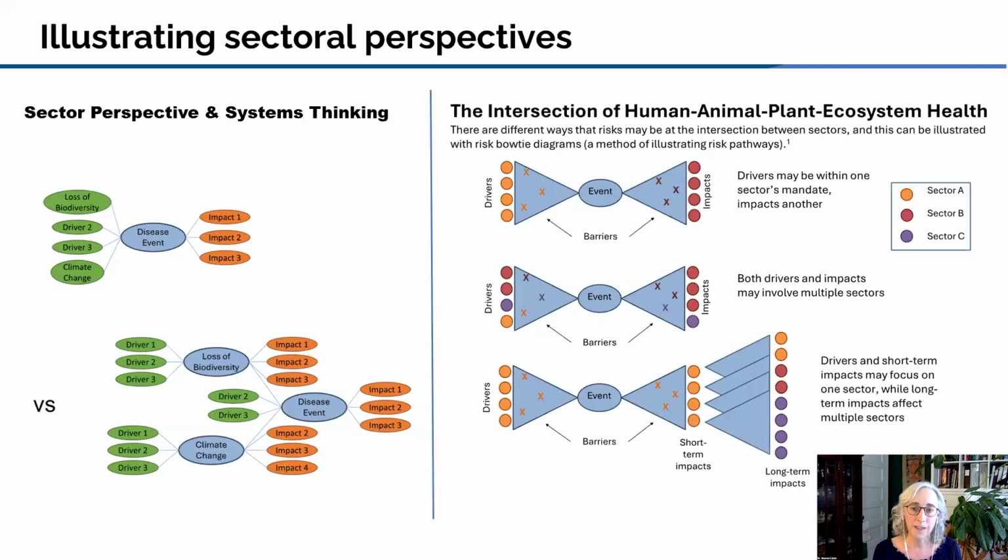And then you also have situations like the risk bow tie on the bottom, where you could have your drivers and your short-term impacts all falling within a single sector. And so it seems like an intrasectoral issue. An example of that might be African swine fever, where people are thinking, well, the virus is only affecting animals, it's not affecting people, so it's not a One Health issue. But then when you start to look at more longer term impacts, you realize that those are affecting multiple sectors. So for example, if you have a very large African swine fever outbreak and it's eliminating half of the pigs in a country, that starts to have major food security impacts and other impacts like that, it becomes more of a One Health issue.